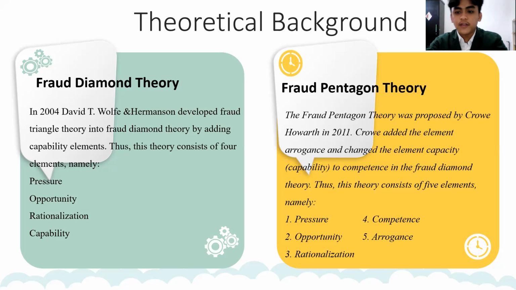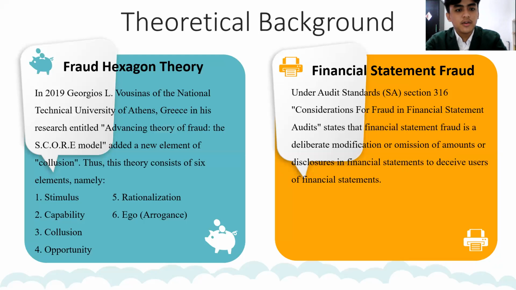And in 2011, Crowe Howarth developed the fraud triangle theory again by adding arrogance as an element. The fraud hexagon theory in 2019 by Vousinas adds collusion as a new element. And then financial statement fraud. Under the audit standard, SAS section 316, financial statement fraud is a deliberate modification or omission of amounts or disclosures in financial statements to deceive users of financial statements.